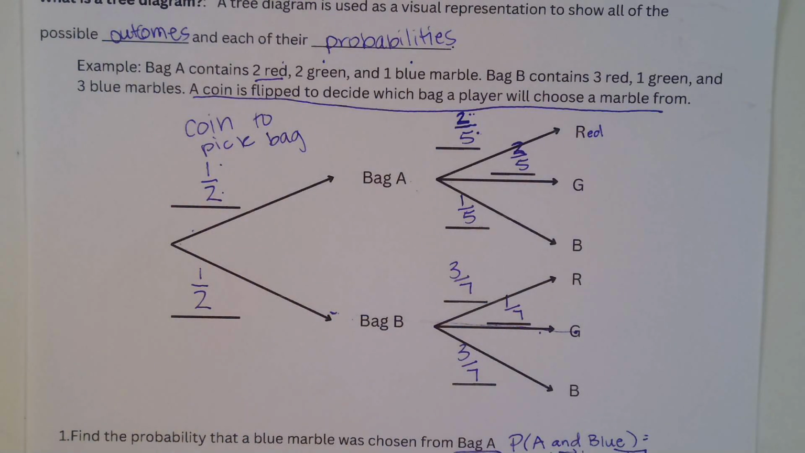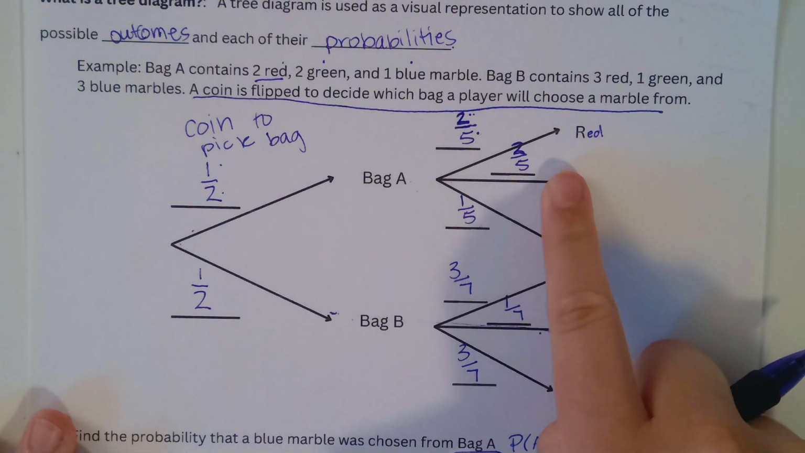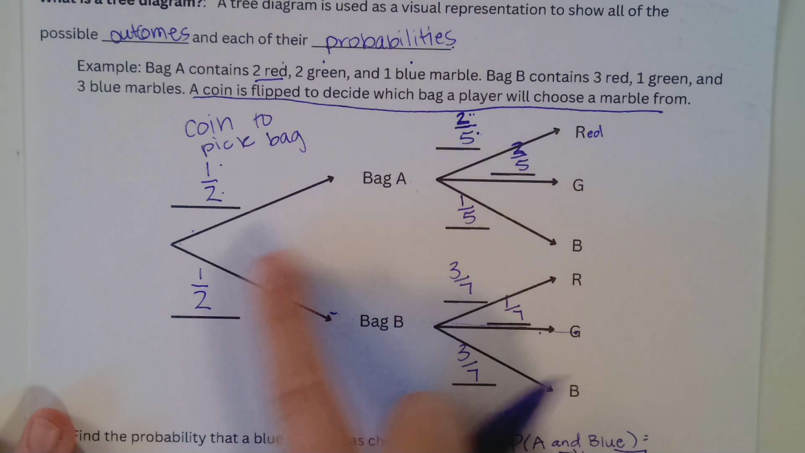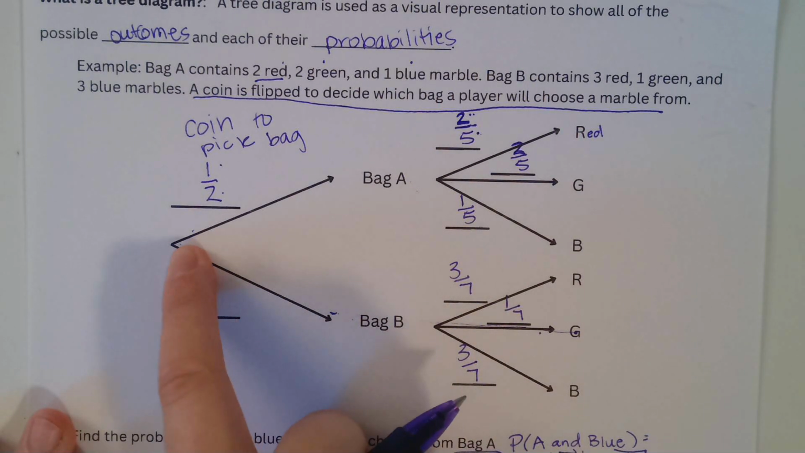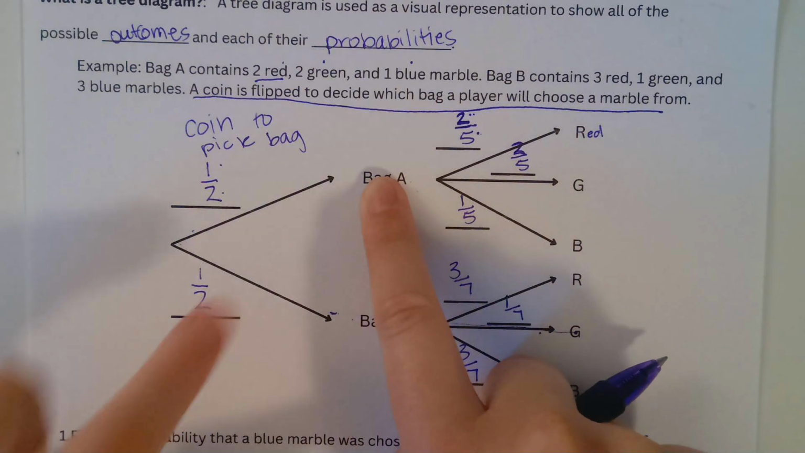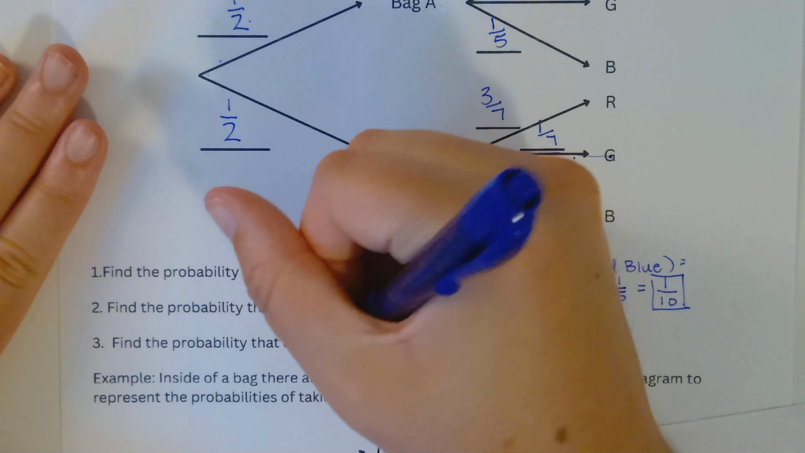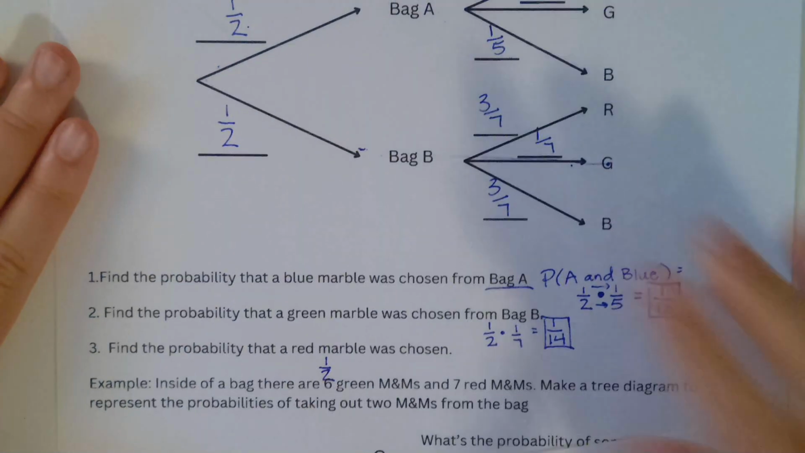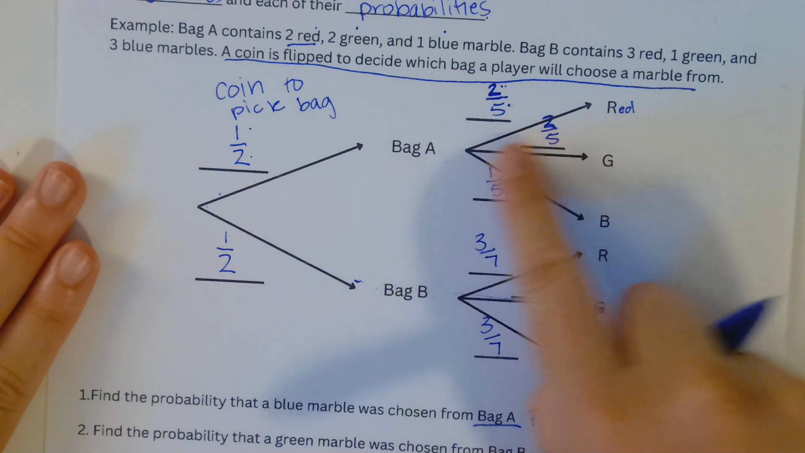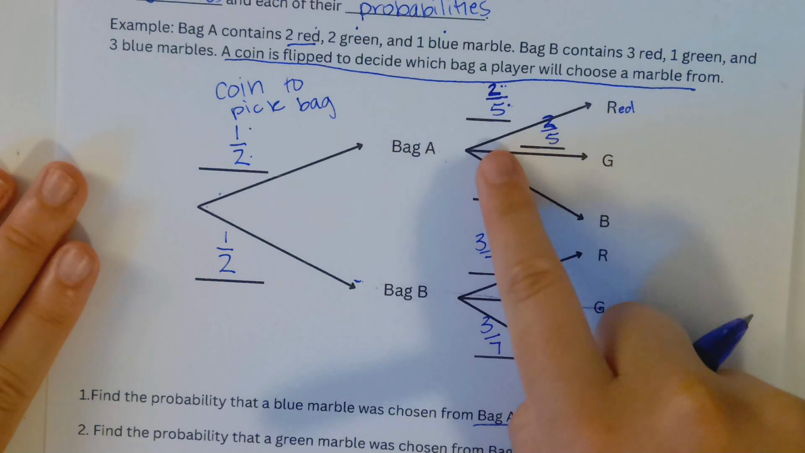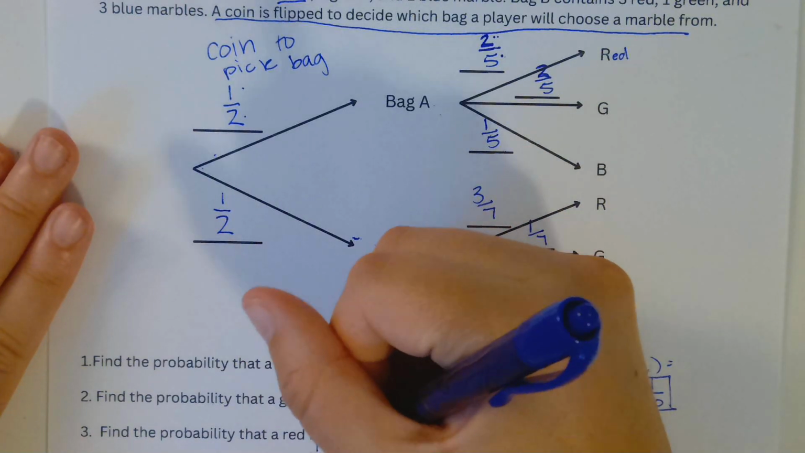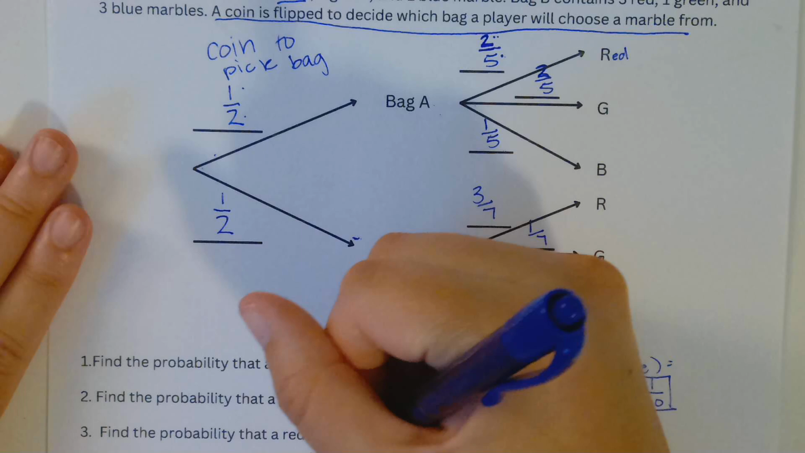The process is the same. Let's find the probability of getting a red from bag A. To follow that path, I start at the very beginning. I go to bag A first. I cross through 1/2, so I'm going to write 1/2 there. After that, to go to red, I cross through this number, 2 out of 5. So after the 1/2, I'm going to put 2 out of 5.